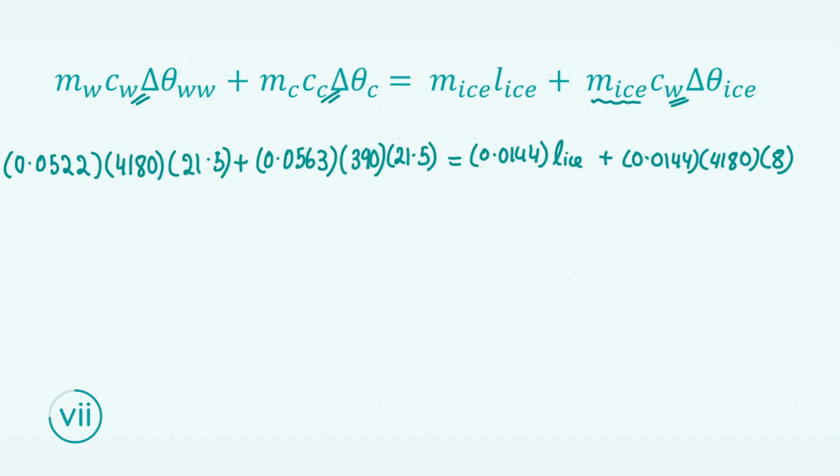Okay, so we subbed everything in except for, of course, our target variable, which is the latent heat of fusion of ice. And all we have to do is calculate our values. Now, by the way, just substituting everything into the formula will get you your next 3 marks, giving us a total of 15 out of 18 now. So let's put these into our calculator.